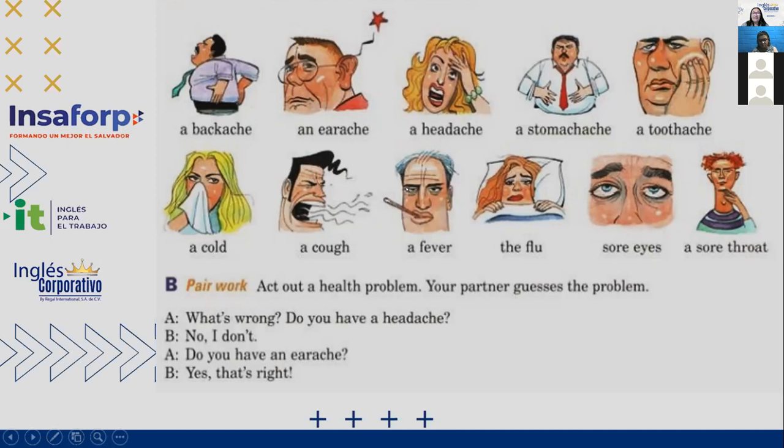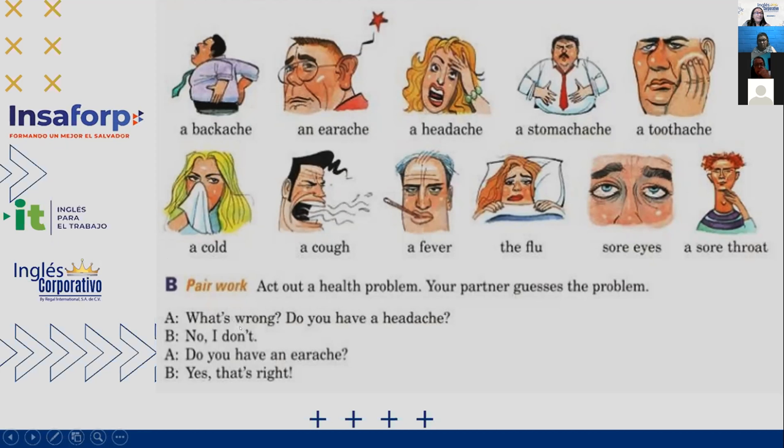What's wrong with the next person? He has a fever, exactly. Okay, and the next? She has the flu, exactly. And the next one? He has sore eyes. Sore eyes. Exactly. It's okay, no problem. And the last one? He has a sore throat. Exactly. He has a sore throat, exactly.